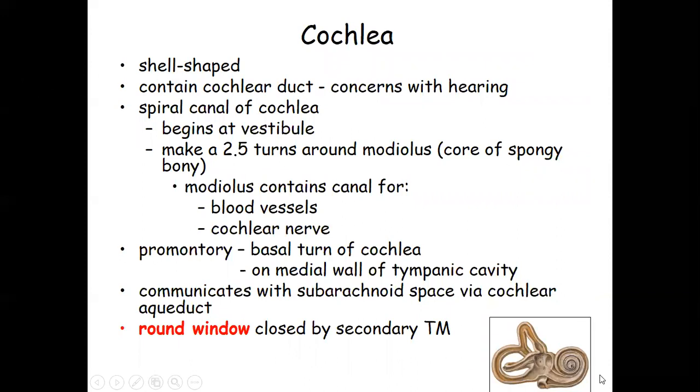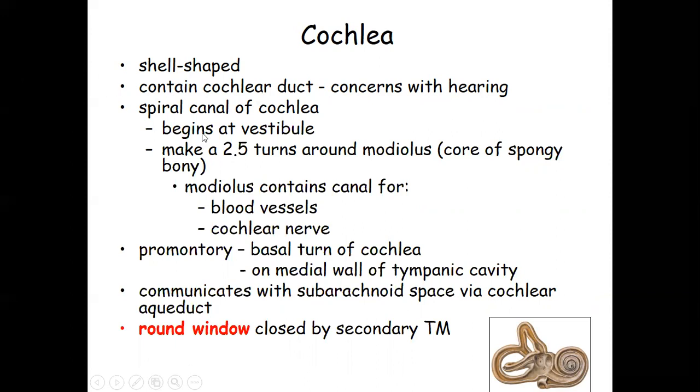The cochlea is a shell shape. The cochlea contains the cochlear duct. What is the function of the cochlear duct? Its function is for the hearing purpose, concerned with hearing.